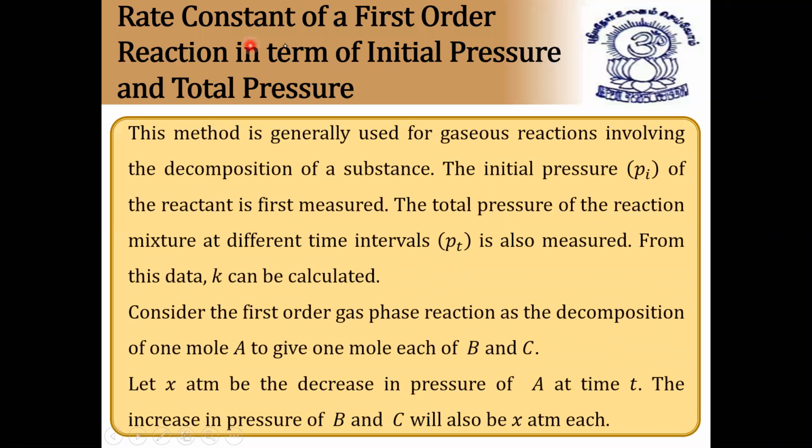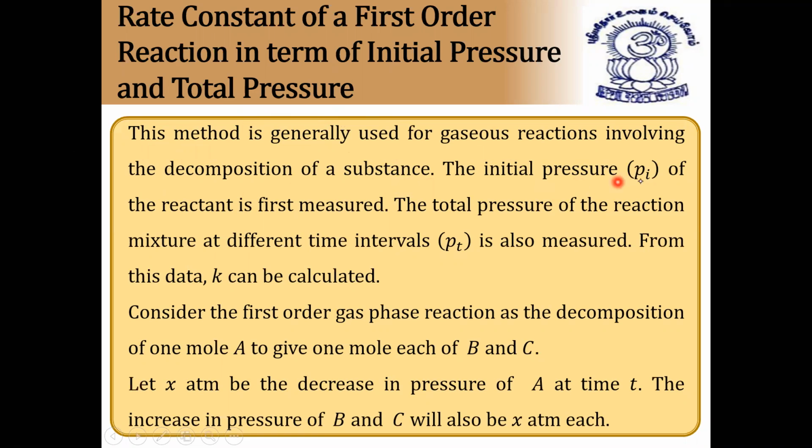Next, the rate constant of a first order reaction in terms of initial pressure and total pressure. What happens when they are given? If they are given volumes, you have to use this formula. If they are given the number of moles, you have to use K is equal to 2.303 by t into log of A by A minus x. Whereas now, if they are given pressures, pressure also represents concentration. This method is generally used for gaseous reactions involving the decomposition of a substance, like the decomposition of dinitrogen pentoxide.